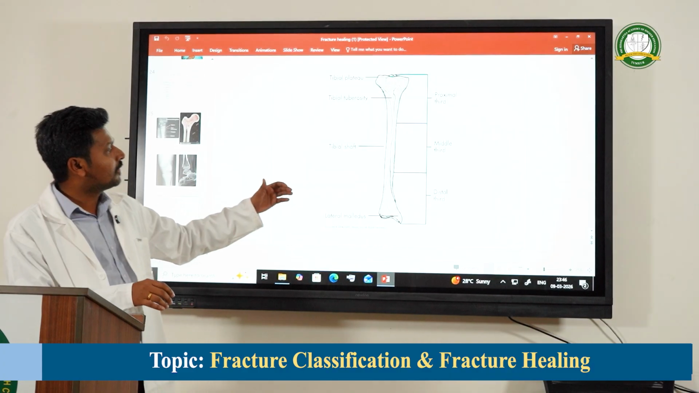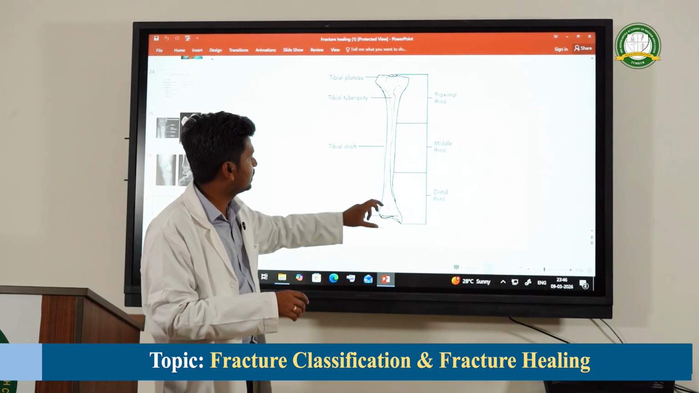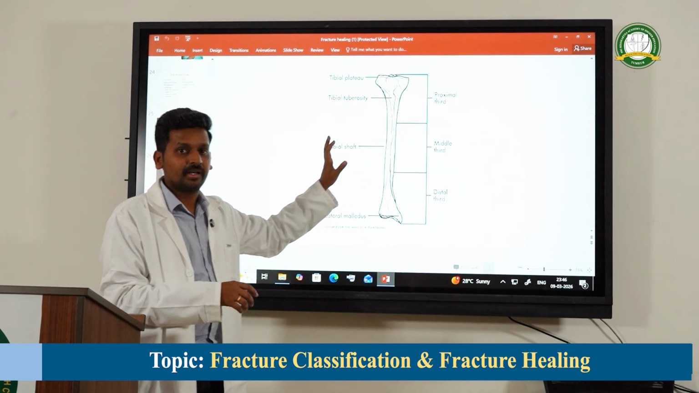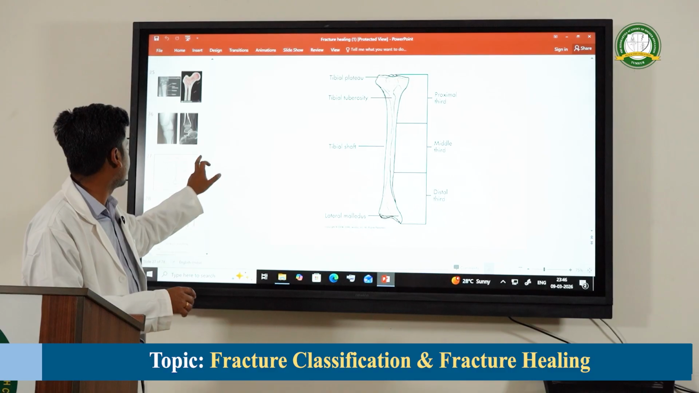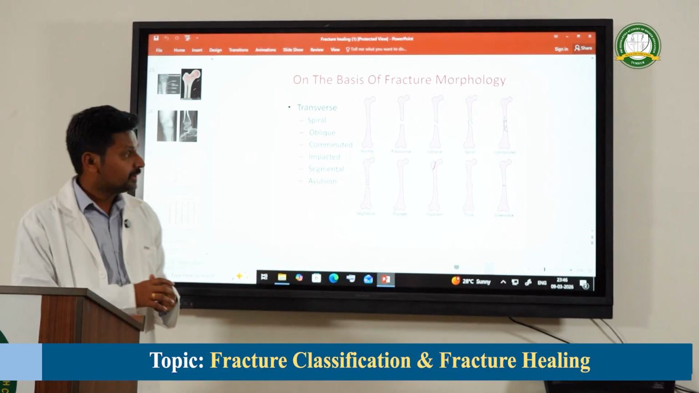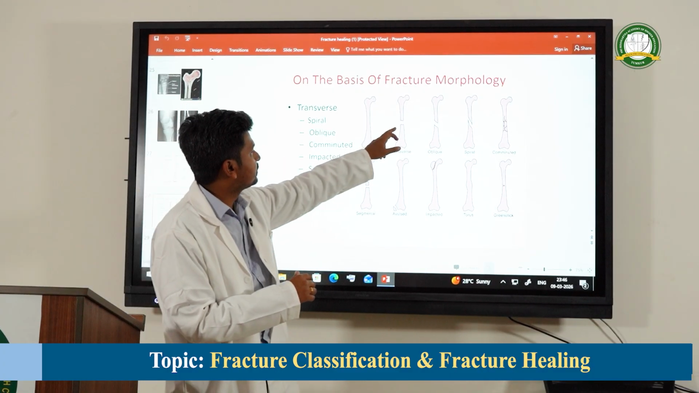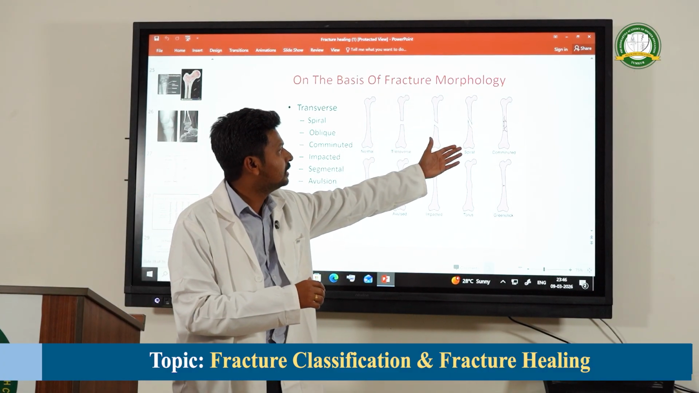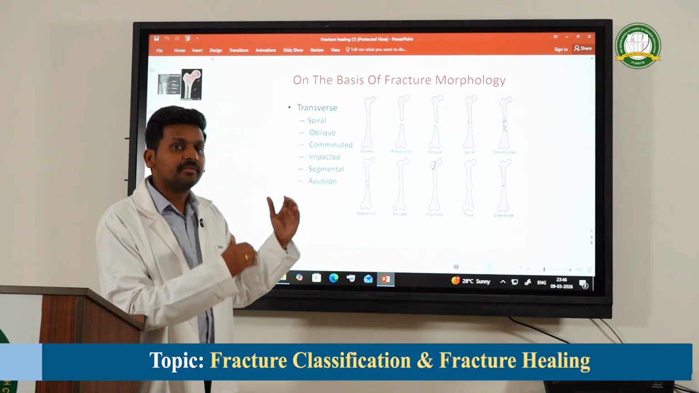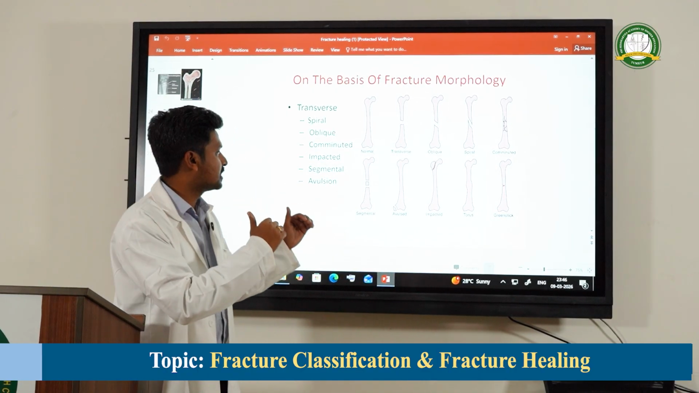In adults, we call it proximal one-third, middle one-third, distal one-third, and these two are the articular surface. This is a tibia shaft, normal anatomy. On the basis of morphology, we divide it into transverse, so this is a transverse fracture, this is an oblique, spiral, comminuted and segmental, where in a single bone at more than two levels there is a fracture, we call it segmental.